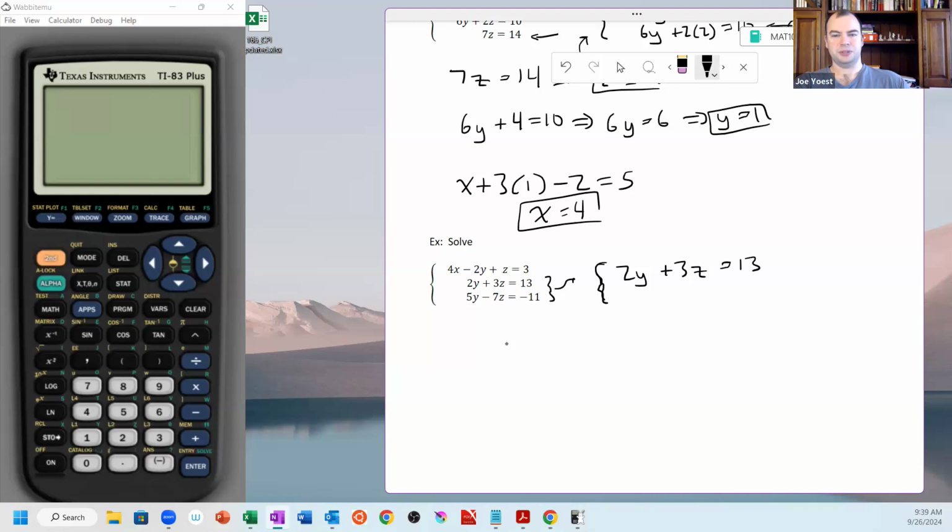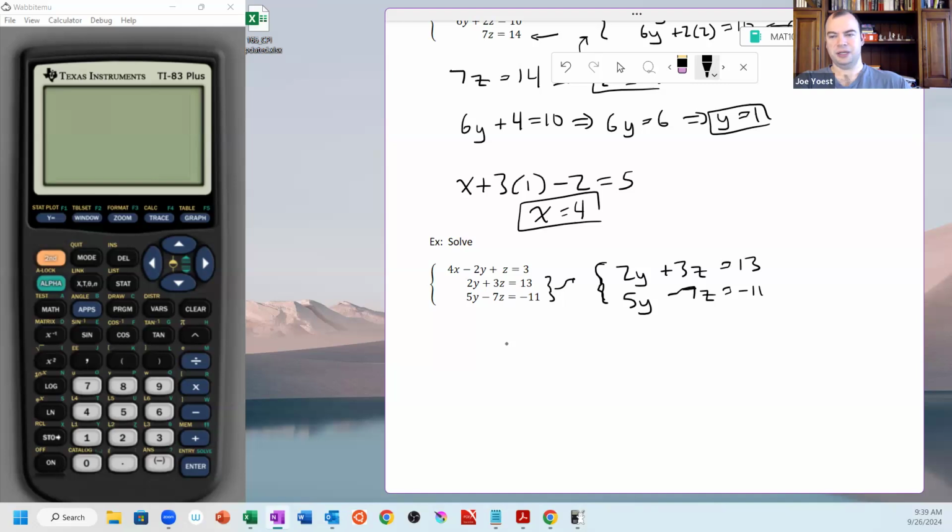2y + 3z = 13. 5y - 7z = -11. And what could I do here? Well, I could do substitution. I could solve one of these equations for one of the variables, plug into the other.